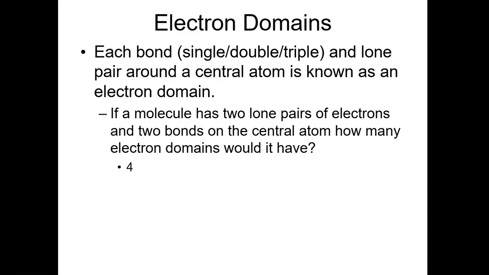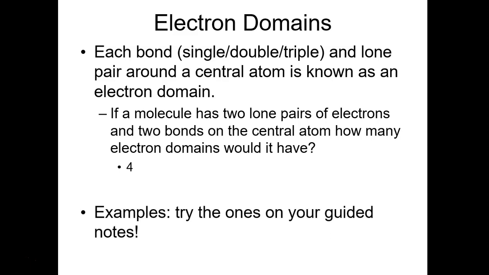It would have 4. When we think about the example of carbon dioxide, carbon only has 2 bonded groups. It doesn't matter that they're double bonds. Each oxygen still only counts as 1 electron domain, so carbon dioxide only has 2 electron domains around the central atom. Okay. There's some more examples in the guided notes. We did 2 of them, water and CO2, but try the other 4, and when you're ready, press play and check your answers.